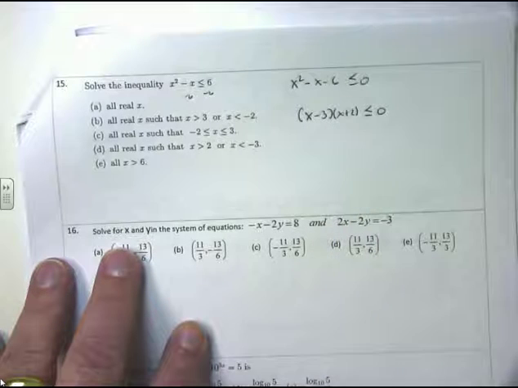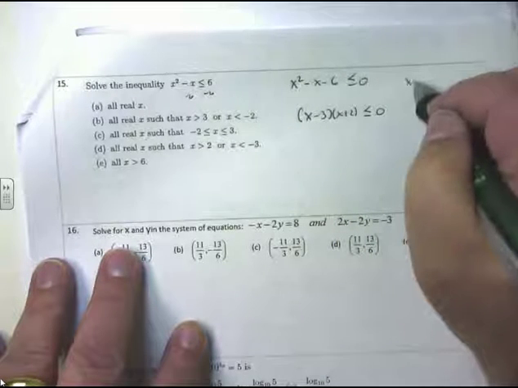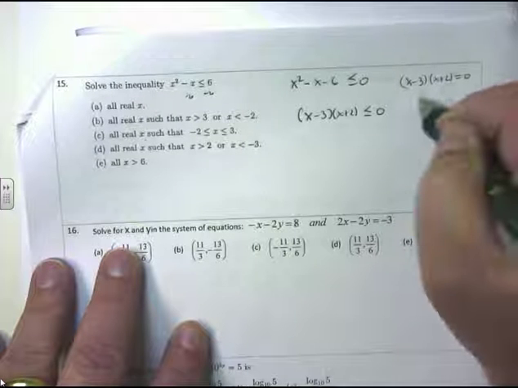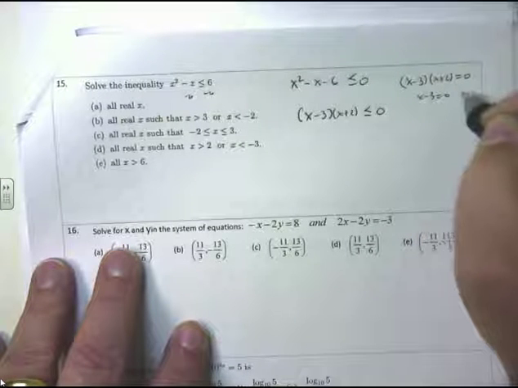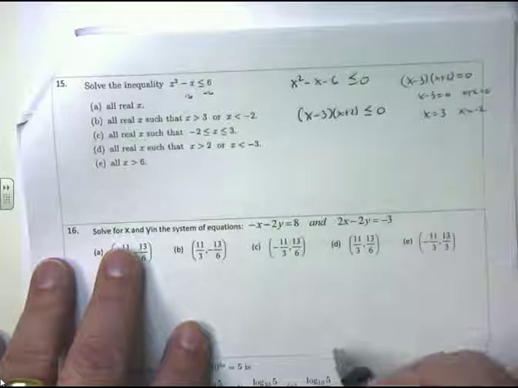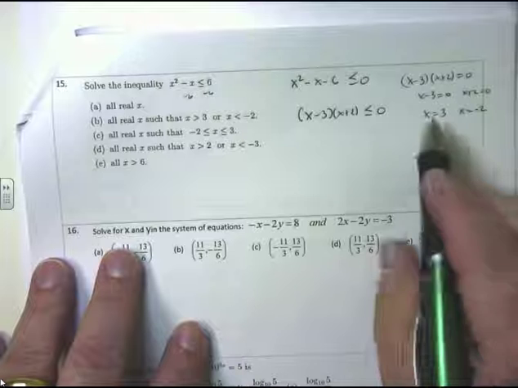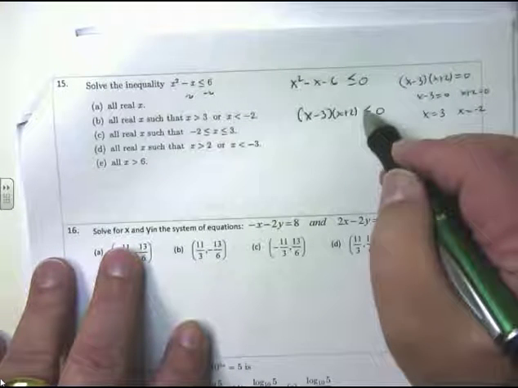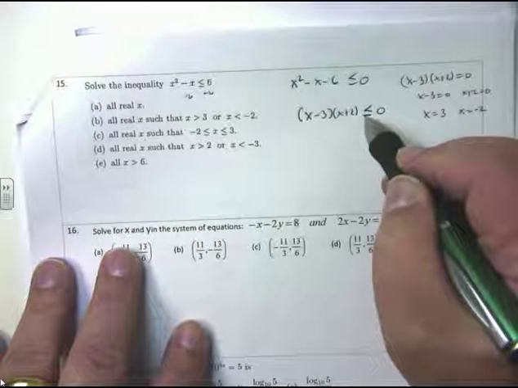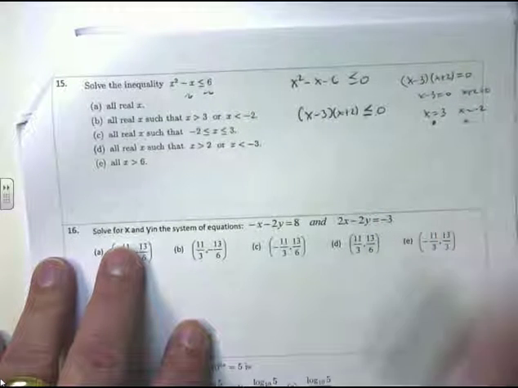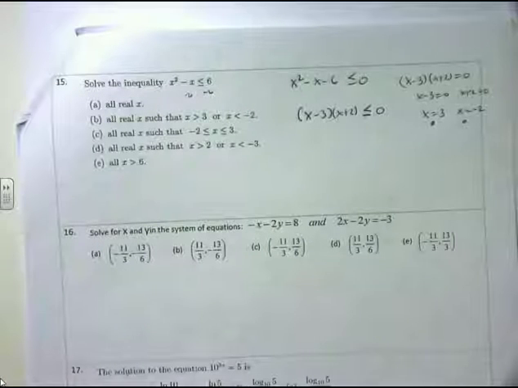The next thing I'm going to do is figure out where it's equal to 0. So x minus 3 times x plus 2 equals 0. I set each factor to 0: x minus 3 equals 0 and x plus 2 equals 0, which gives me x equals 3 and x equals negative 2. The question is, do I want these zeros in my solution set? Because the inequality has an equal to, we want the less than or equal to. Because they're equal to, I'm going to use filled in dots. That'll be equal to on these answers.